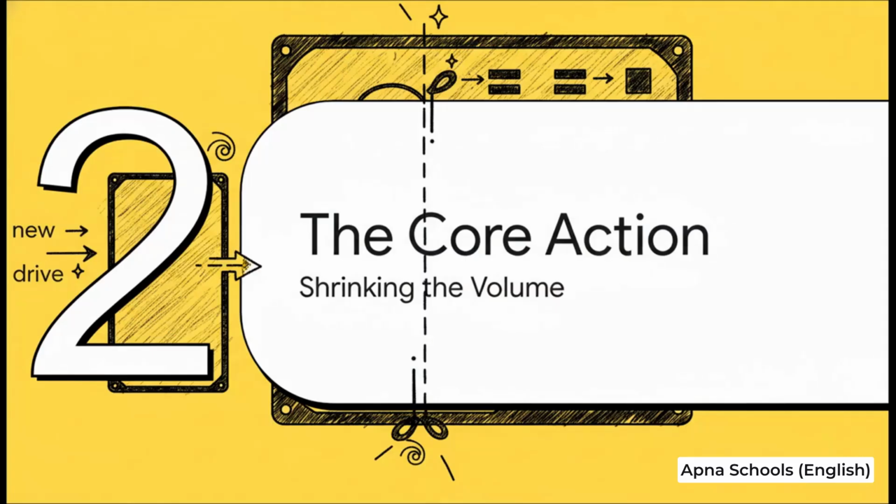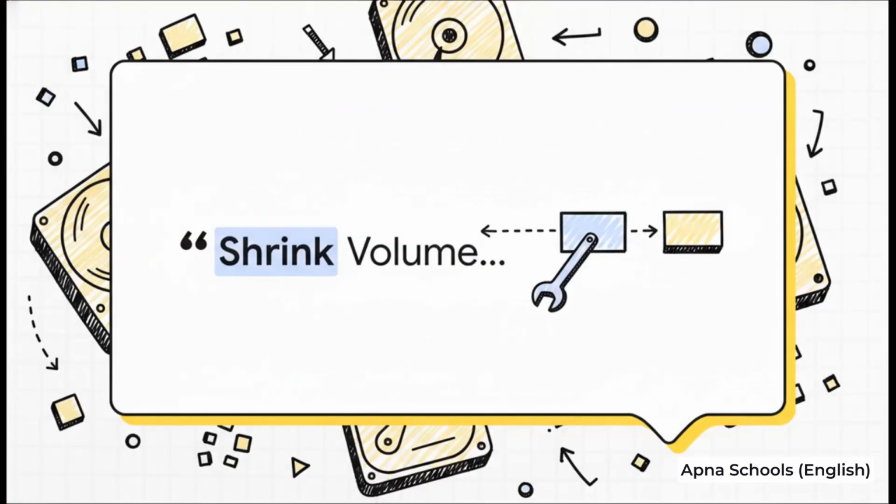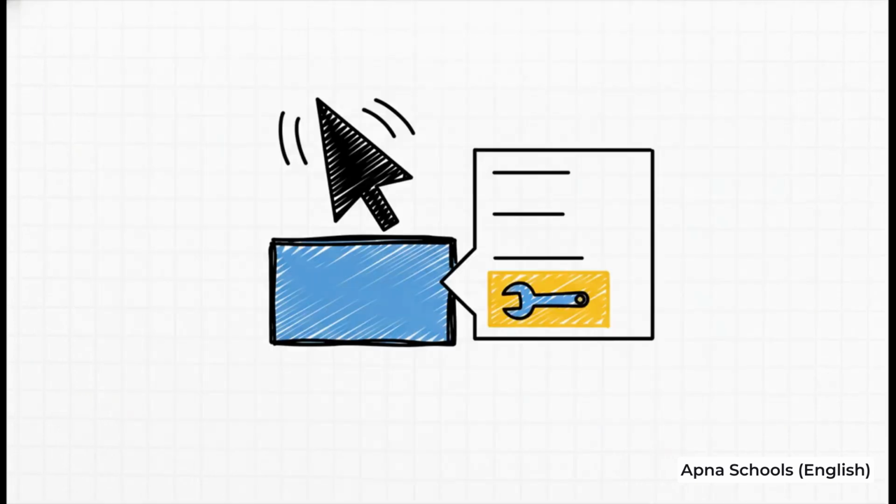Okay, now for the main event. This is the most important step where the real magic happens. We're going to make the space for our new drive. And these 2 words are what you need to remember. Shrink Volume. That's the command. That's the key that unlocks the whole process. So what you're going to do is find the drive you want to borrow some space from. For most of us, that's going to be the C drive. Just right-click on it, and in that menu, you'll see our magic words, Shrink Volume. Go ahead and click that.